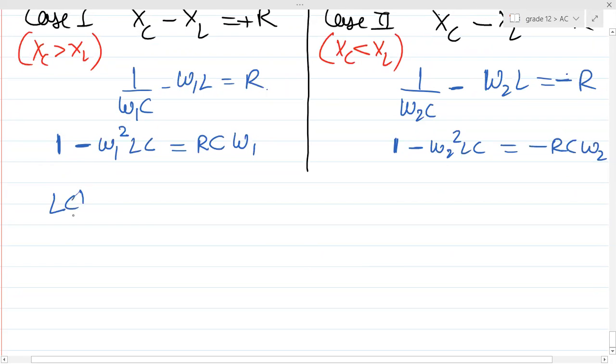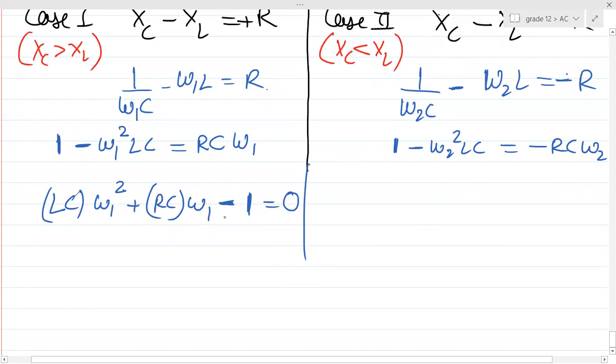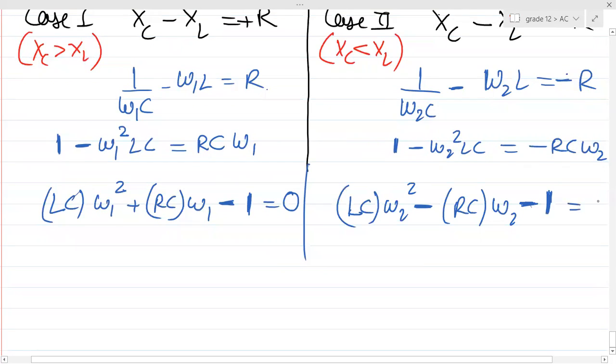So LC into omega 1 square plus RC into omega 1 minus 1 is equal to 0. This is your first quadratic equation. And similarly, LC into omega 2 square minus RC into omega 2 minus 1 is equal to 0. Can you see what is the only difference over here in the middle term, right?